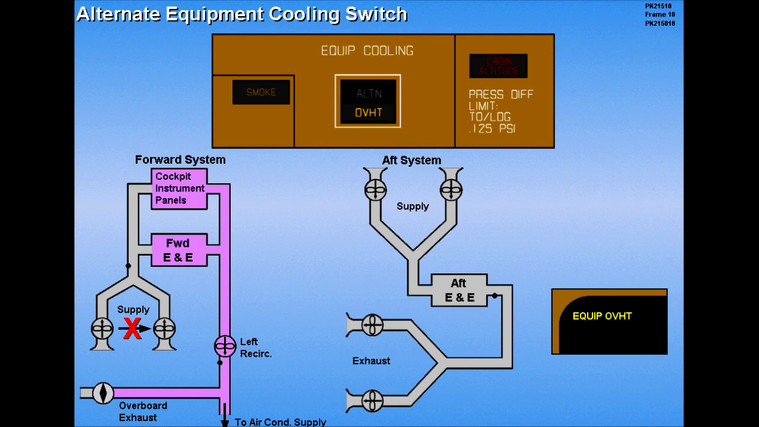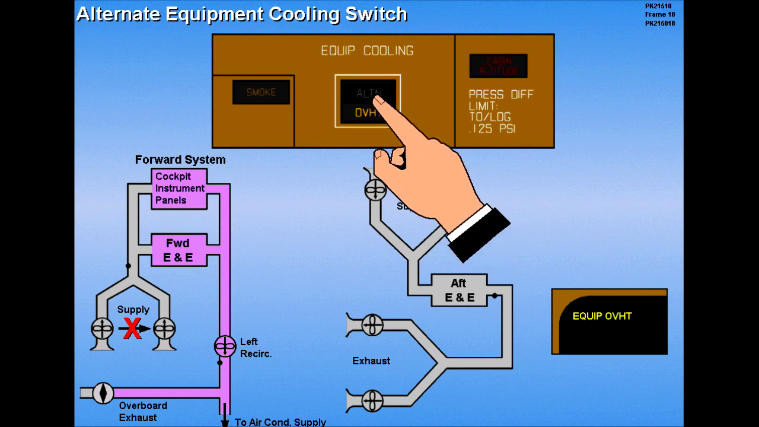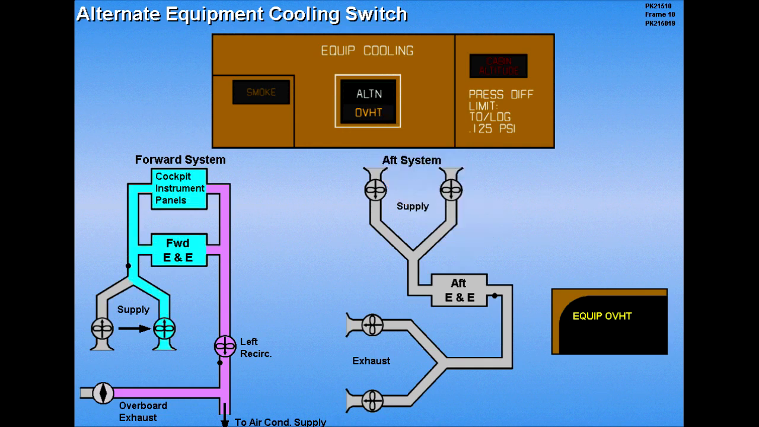The alternate fan can be manually activated with the alternate equipment cooling switch. This reestablishes airflow, which should cause the overheat light to extinguish. In this example, the aft equipment cooling supply fan has failed, and the automatic switching did not occur. Now click on the appropriate switch to manually activate the alternate equipment cooling fan.